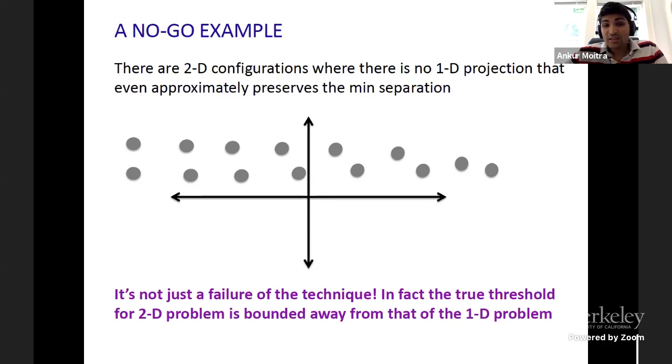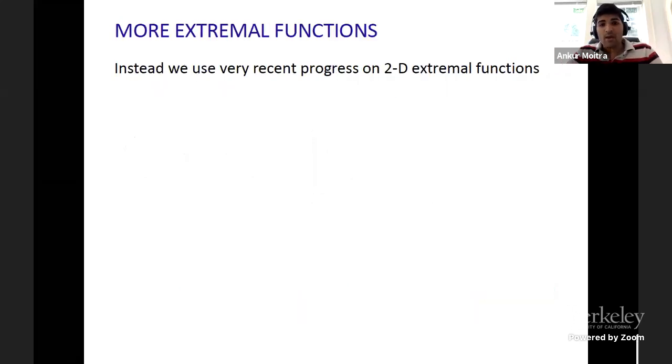In fact, this isn't just a failure of this technique of trying to reduce from the 2D problem to 1D. It's actually because the true threshold for the 2D problem is bounded above 1. So we actually proved that 1.15 threshold, that the true diffraction limit is strictly larger than it is for the 1D problem. So instead, we use a miracle, which is that, through just sheer black magic to me, there's been some very recent progress on understanding 2 dimensional and higher dimensional extremal functions.